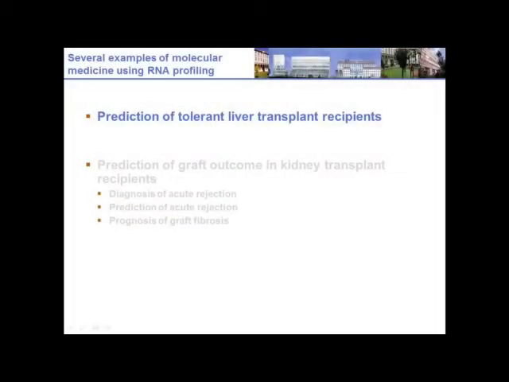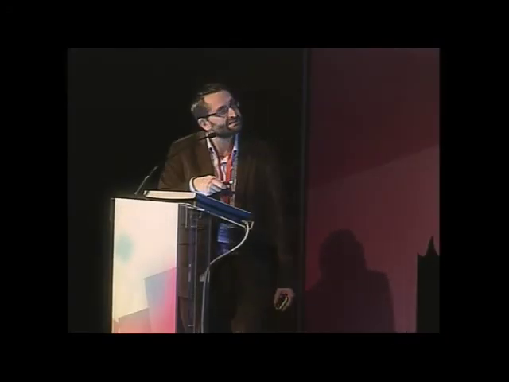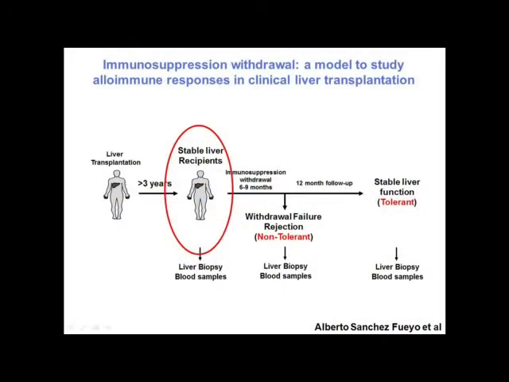So let's move to a few examples, and the first one I would like to discuss with you. You probably know this data better than myself. These are the results from Alberto Sanchez, and you remember that Alberto worked for many years on this kind of approach, trying to identify liver transplant patients with operational tolerance. I mean patients who can withdraw all immunosuppressive drugs without any immunological complication in the long term. This is definitely a good model to study tolerance, because as you may know, operational tolerance is very high in liver transplantation.